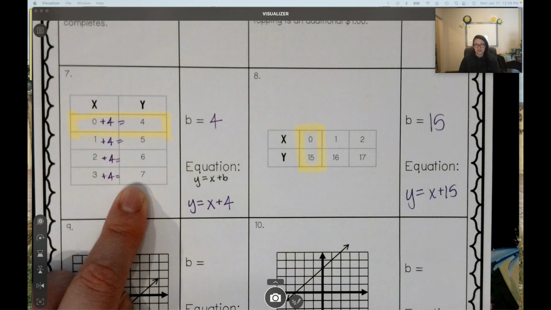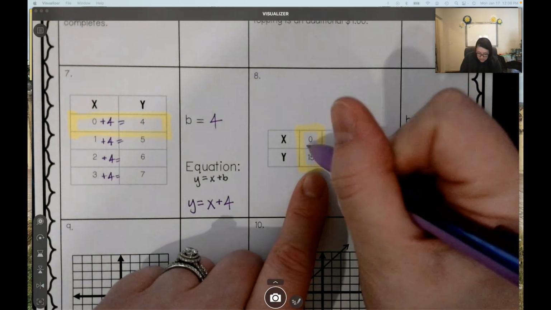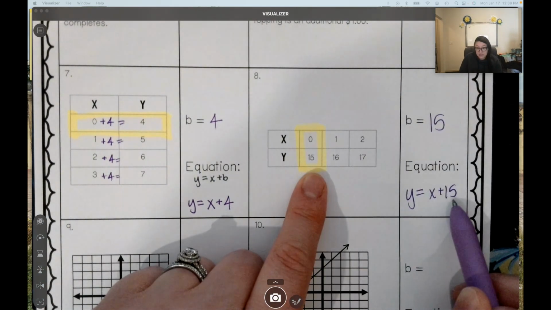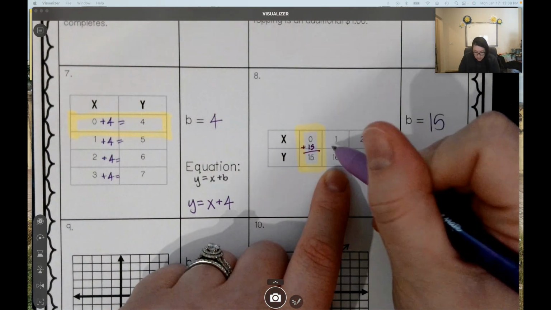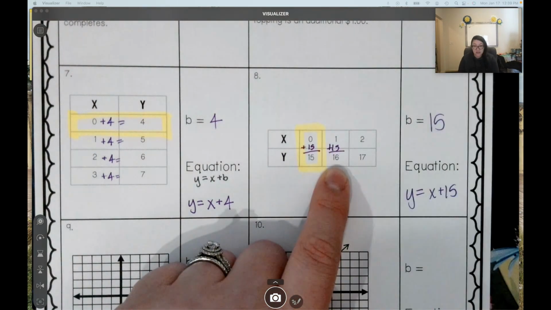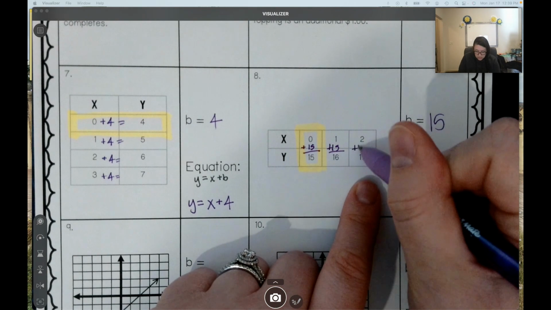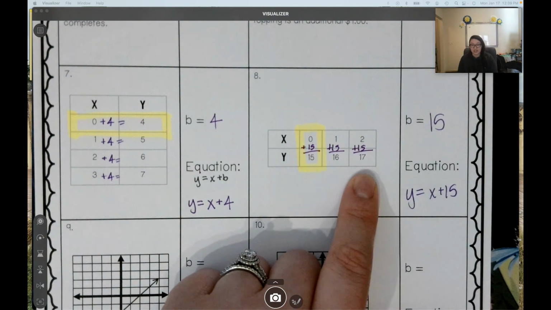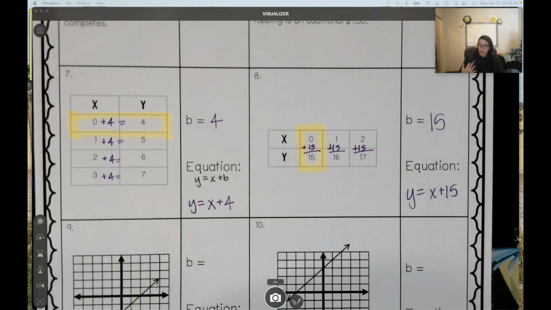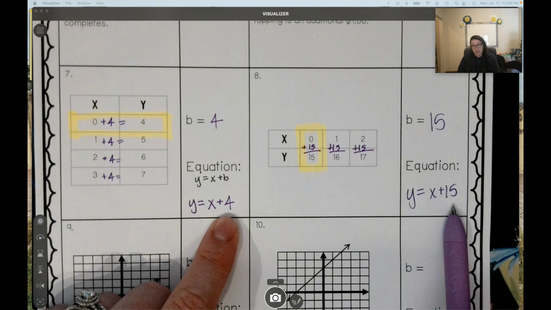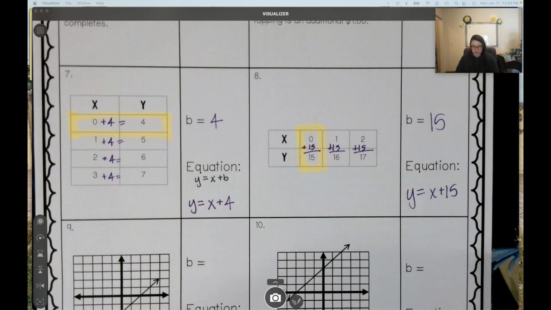The math works. Over here, 0 plus 15 equals 15. 1 plus 15 is 16. 2 plus 15 is 17. That's another way that we can figure out our equation. What number are we adding over and over and over again? That b, that number that we add over and over and over again, is what I'm adding in my equation.